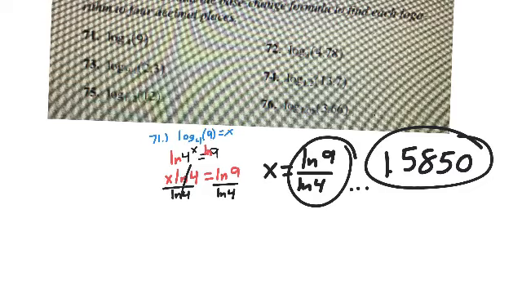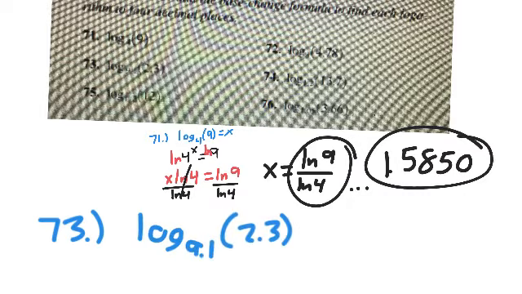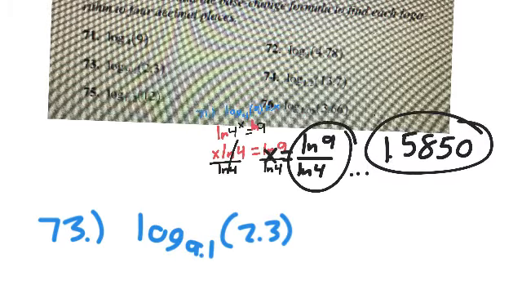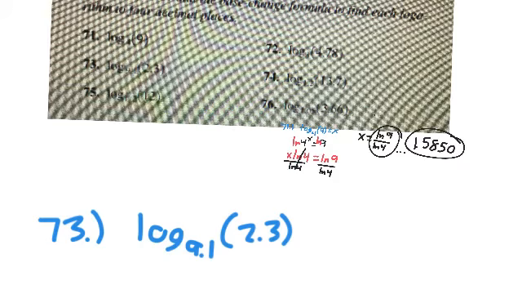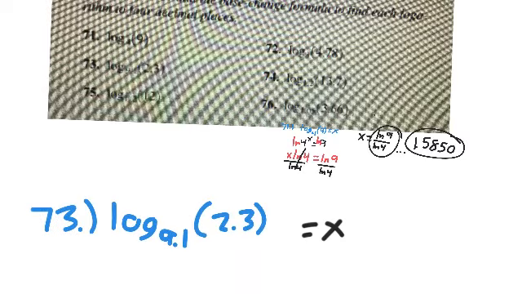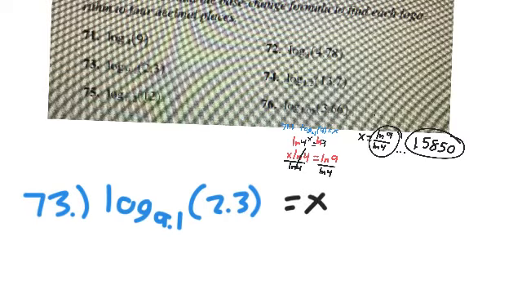Okay, let's do one more. Let's do 73. So I have log base 9.1 of 2.3. Again, I'm trying to find what that value is, so I would set it equal to x because that's what I'm looking for. Now rewrite this into exponential form: 9.1 raised to the x equals 2.3.